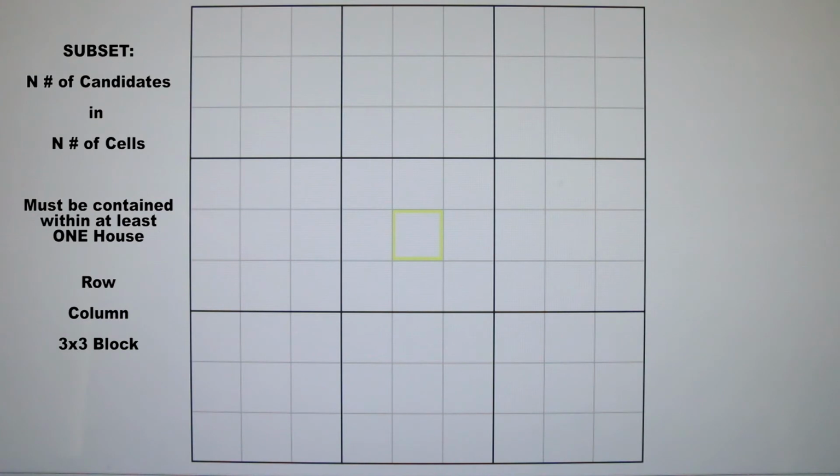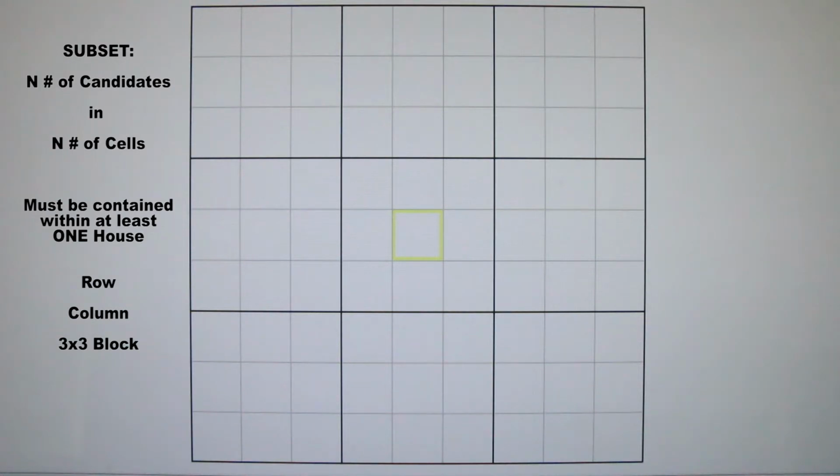If you remember from the terminology video, a subset in Sudoku is defined as n number of candidates in n number of cells. Like 2 candidates in 2 cells, or 3 candidates in 3 cells, or 4 candidates in 4 cells, etc. And further, the cells and the candidates of the subset must be contained entirely within at least one house, i.e. a row, a column, or a 3x3 block. And don't forget, there is no such thing as a subset of 1.